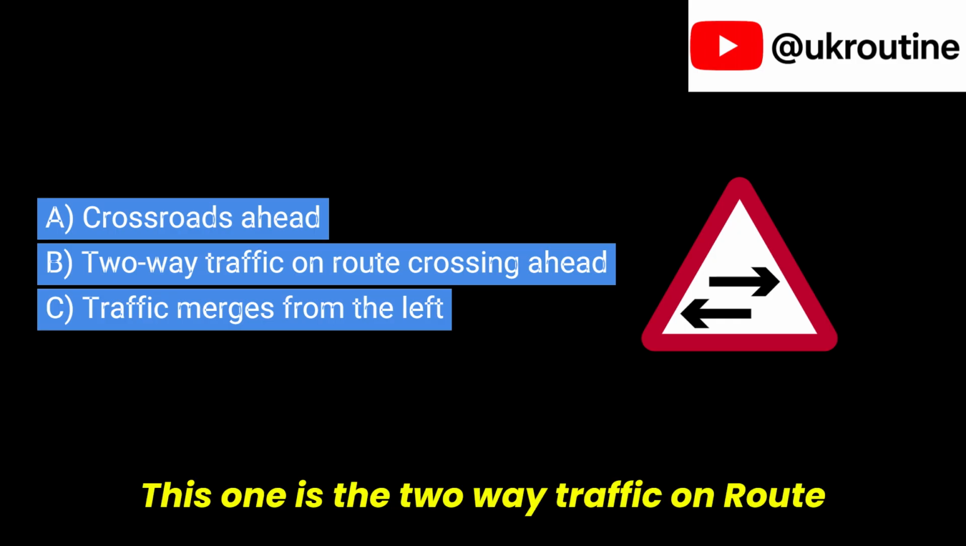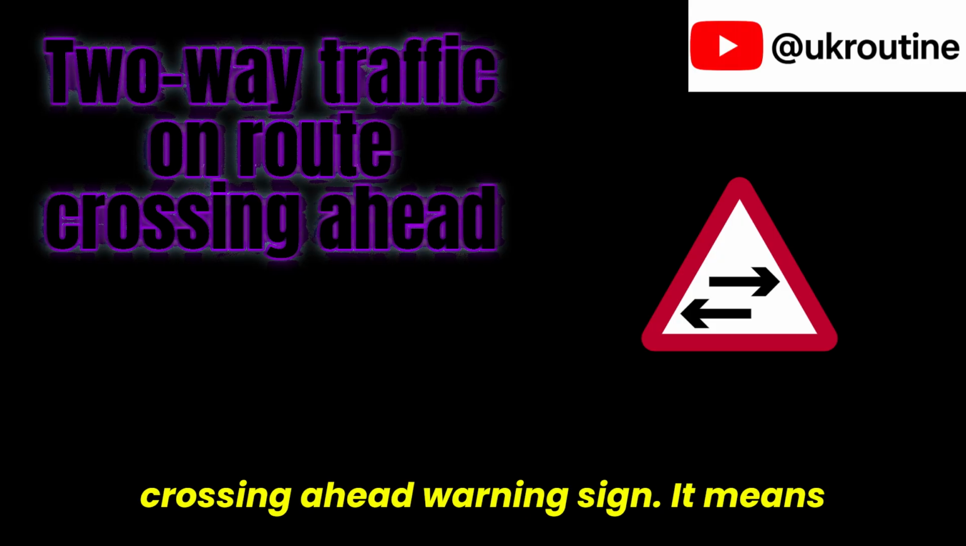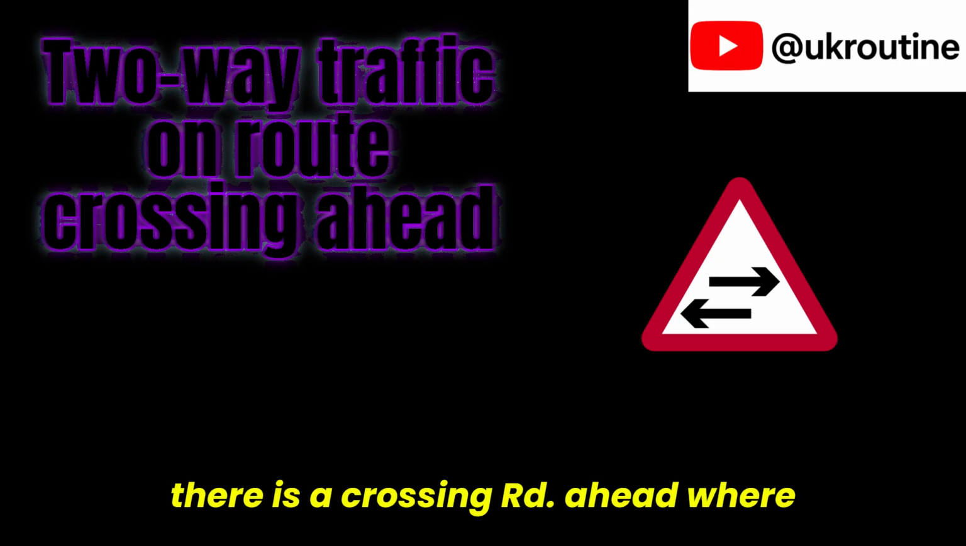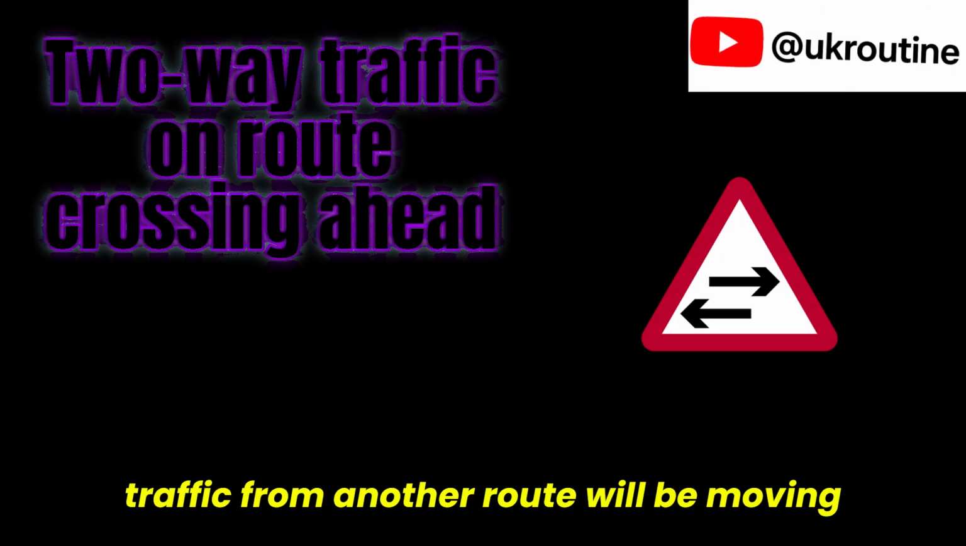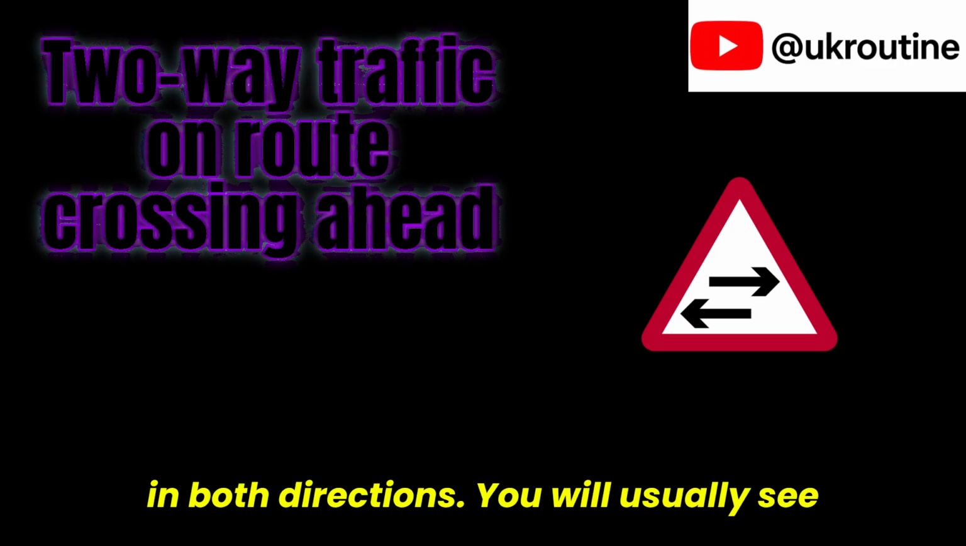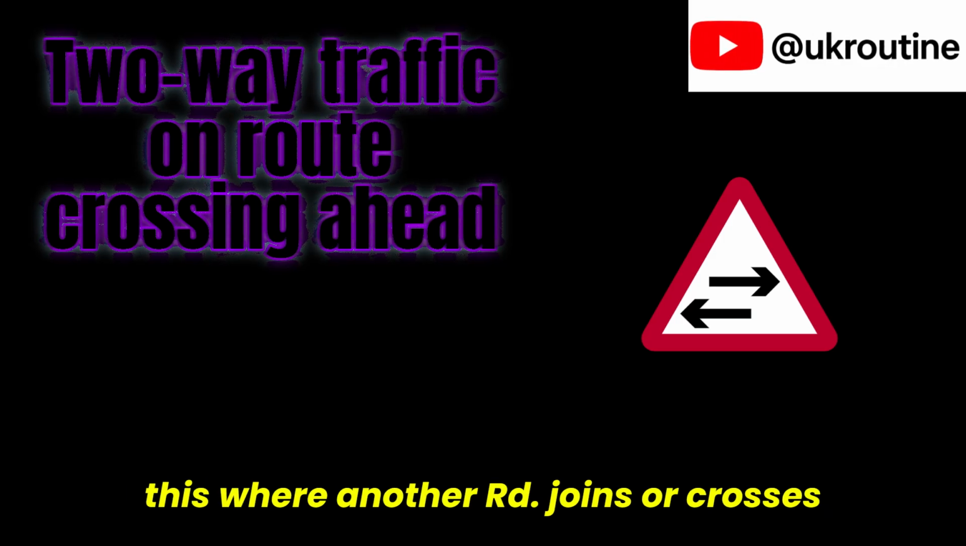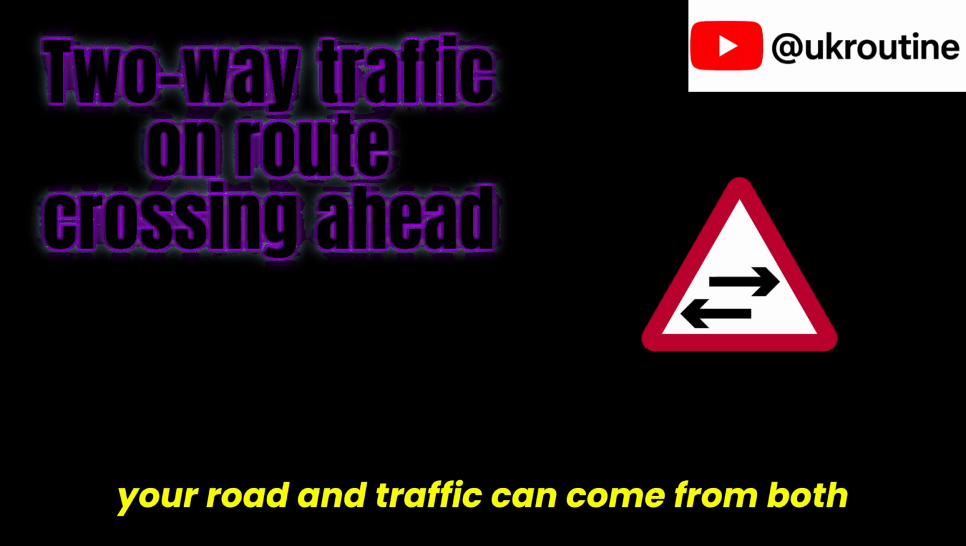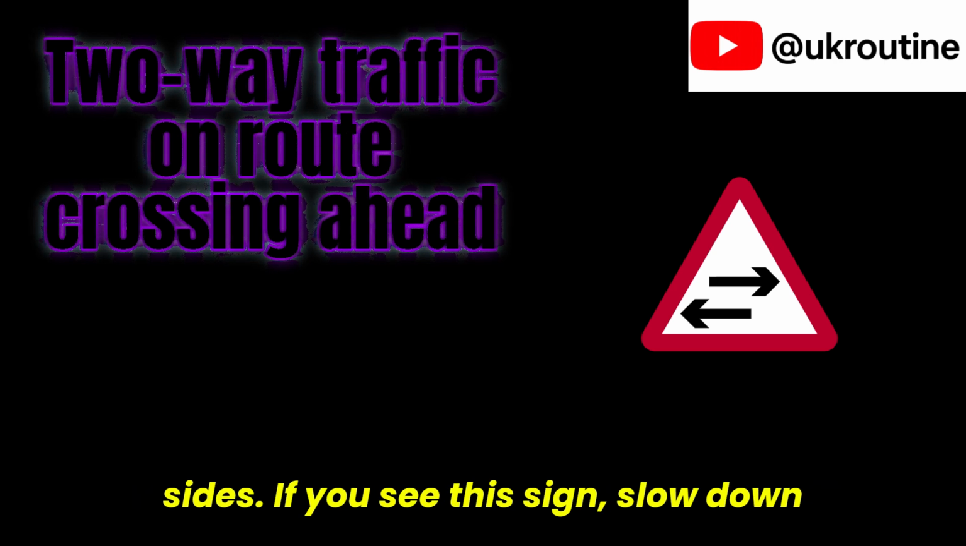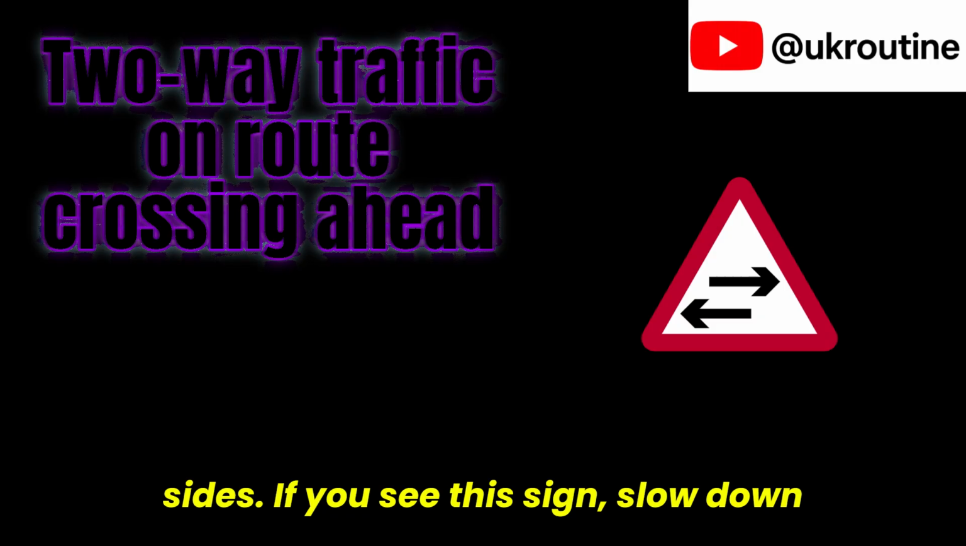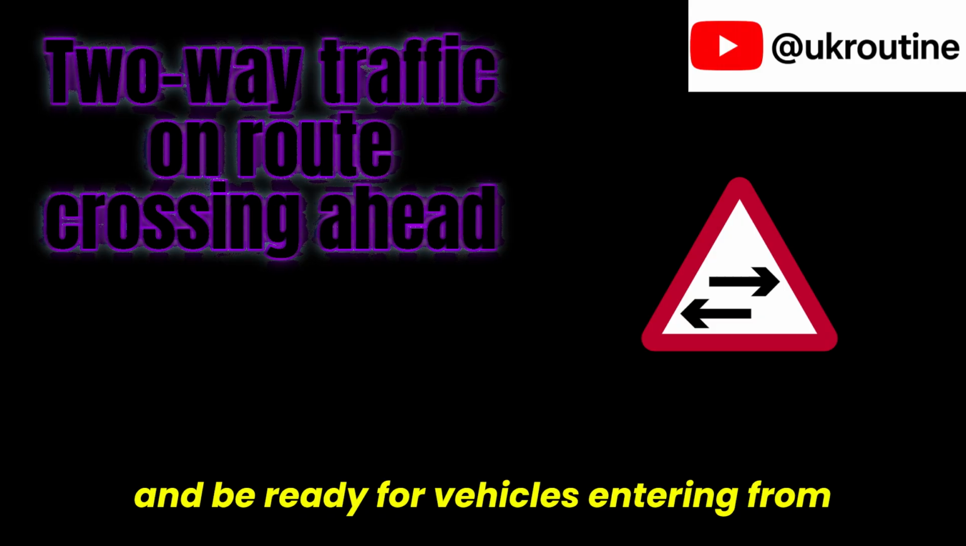This one is the two-way traffic on route crossing ahead warning sign. It means there is a crossing road ahead where traffic from another route will be moving in both directions. You will usually see this where another road joins or crosses your road and traffic can come from both sides. If you see this sign, slow down and be ready for vehicles entering from multiple directions.